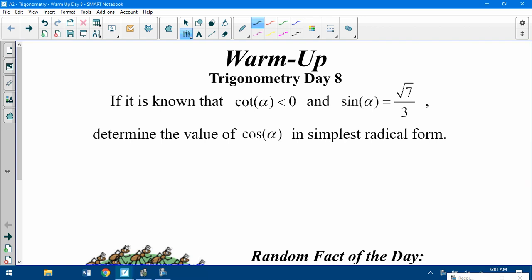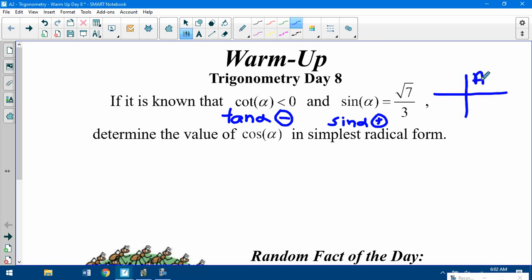Okay, so first step is we've got to figure out what quadrant this is actually in. It says cotangent is less than 0, so that means negative. And if cotangent's negative, what other trig function would also be negative? Tangent. So tangent is negative, and they're telling you that sine is equal to radical 7 over 3. So sine is positive. So the first step is to use "All Students Try Cheating."